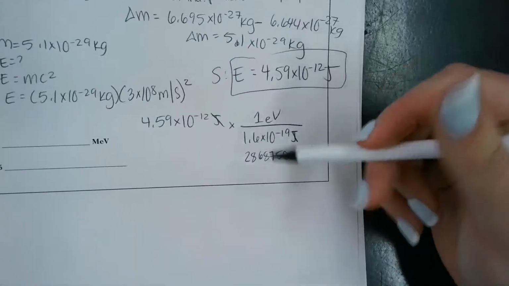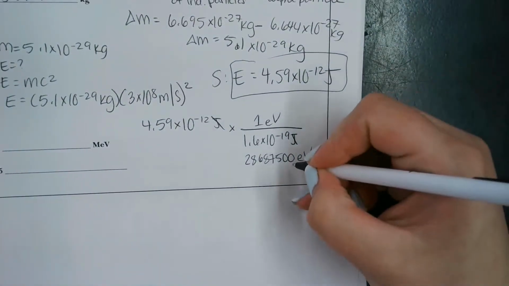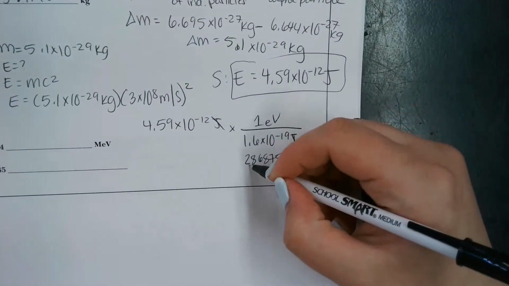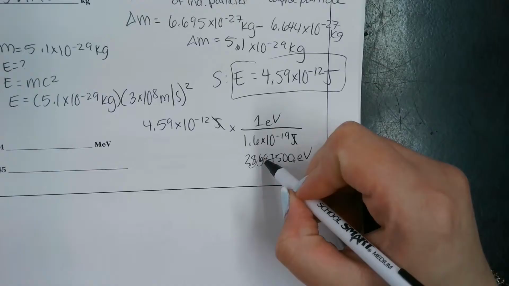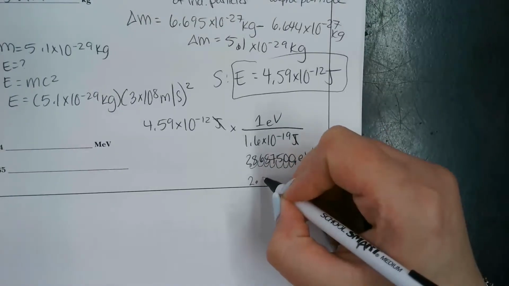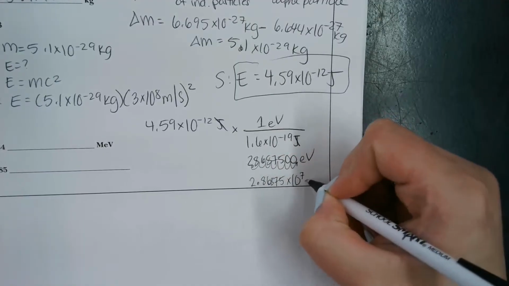I hate this. So I actually want to convert this into scientific notation because I don't like how ugly it looks. So I know that my decimal point is back there. My new one has to go over here. 1, 2, 3, 4, 5, 6, 7. So 2.86875 times 10 to the 7 eV.